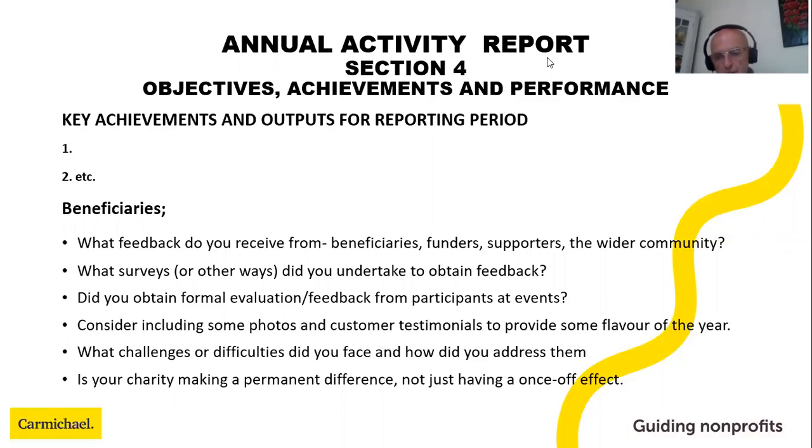What were the mechanisms you put into place? What were the protocols? What were the actions you took? Were they successful? What is the learning? And are you incorporating that learning into your work? Is your charity making a permanent difference, not just having a once-off effect?